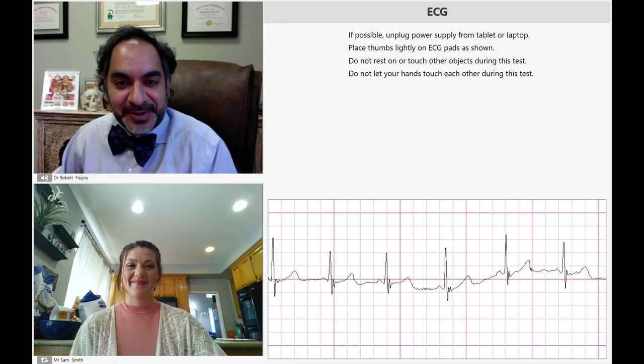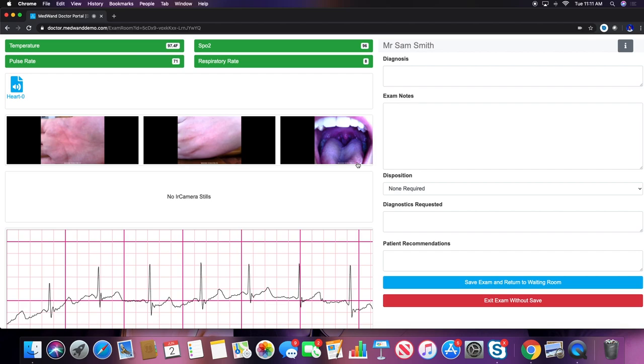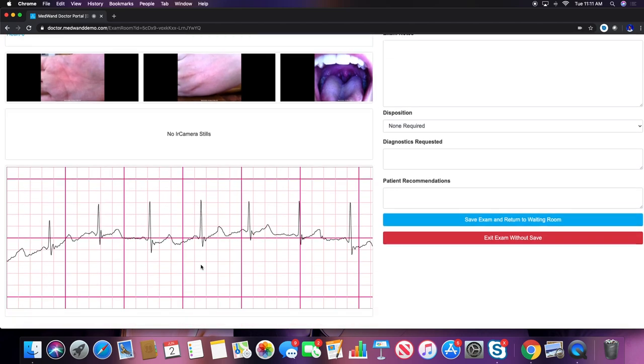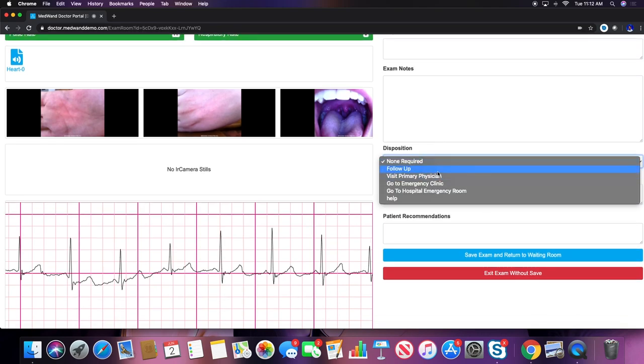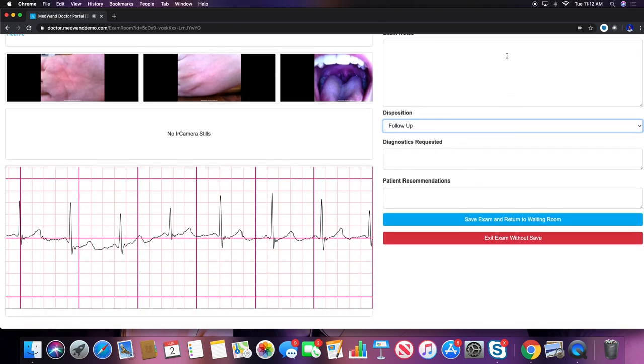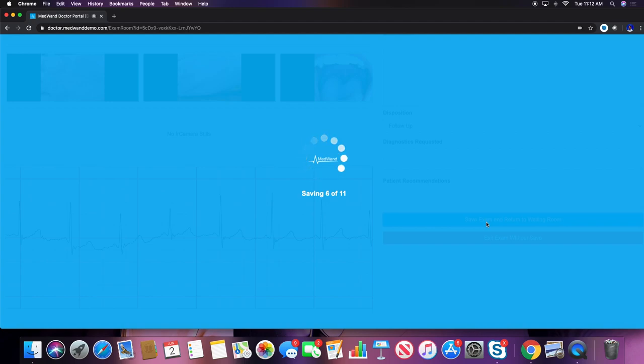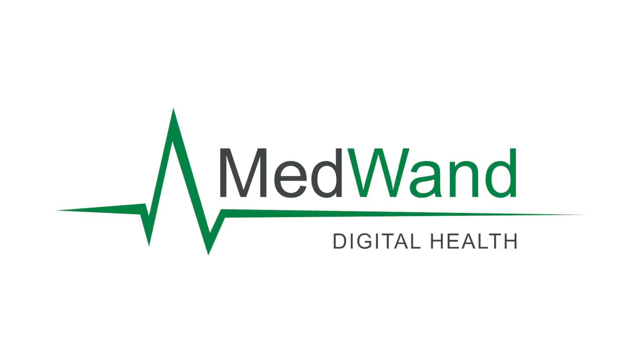Thank you. You're welcome. And so what we do here is we have, again, a summary of what we just did with our patient, and then of course we can also type in whatever we need as clinicians, including the diagnosis, some exam notes, disposition, and what they might want to do. These are all customizable fields, and we can actually save here and return to the waiting room if we have someone else waiting for us. And that, in a nutshell, is a demo of the features of MedWand.